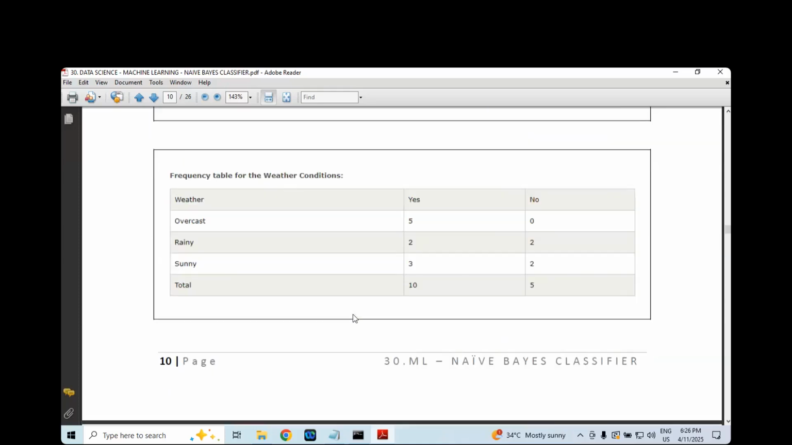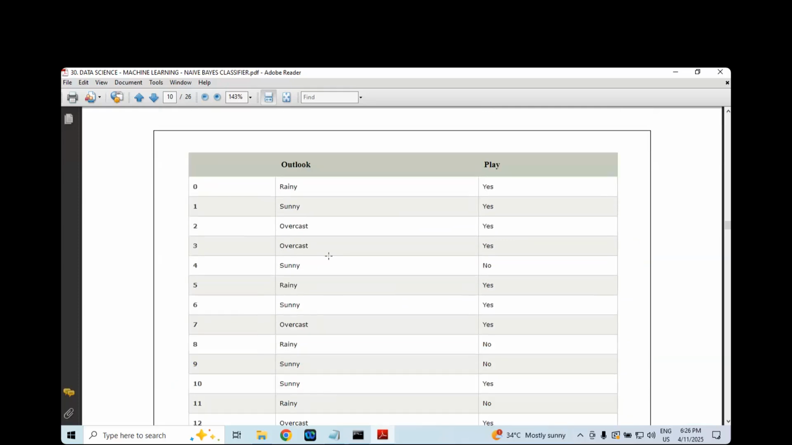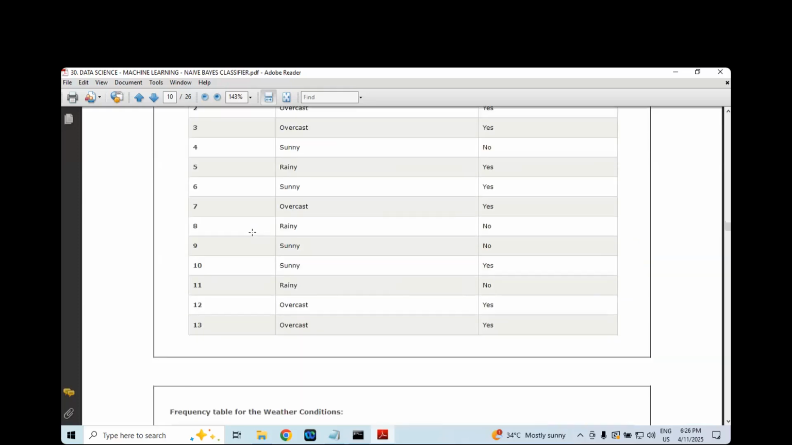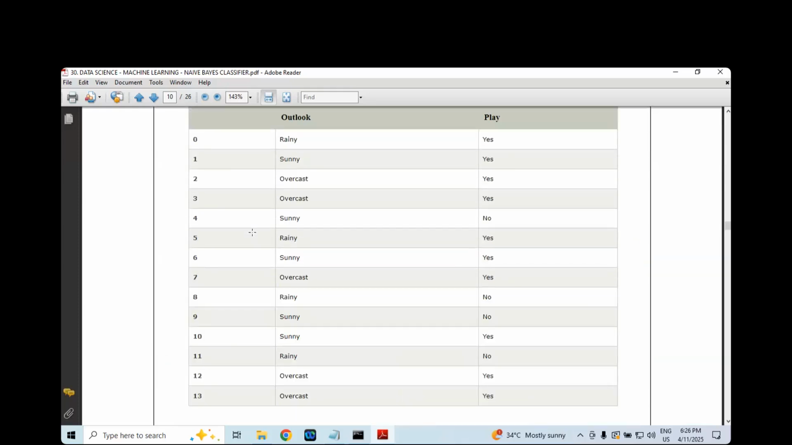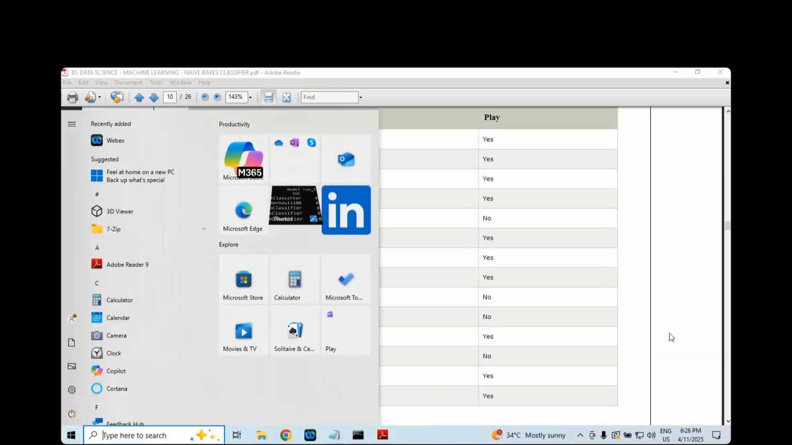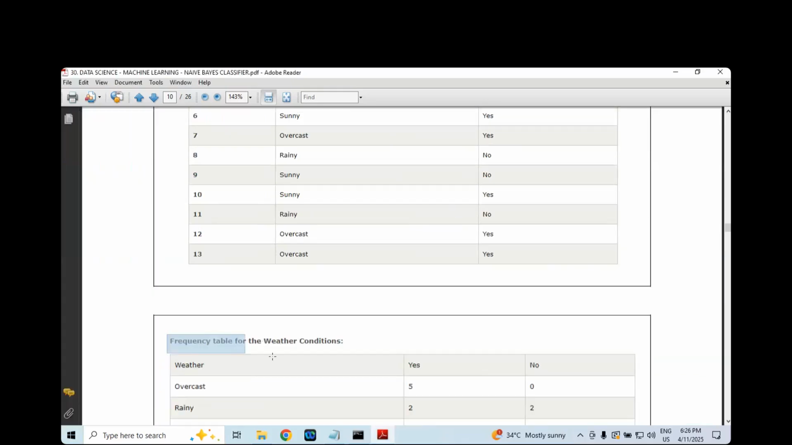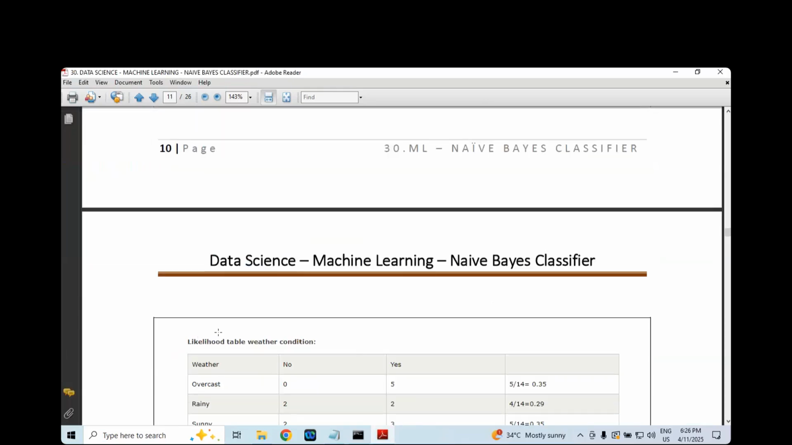First, from this table, we need to create two tables. The first table is called a frequency table. The second table is called a likelihood table.